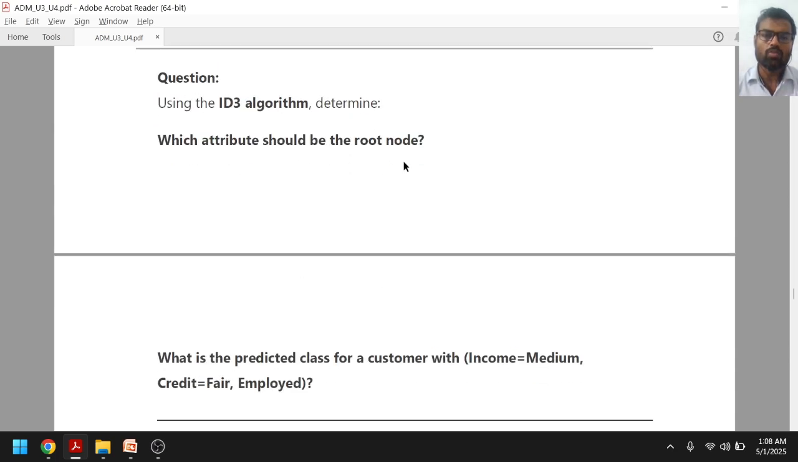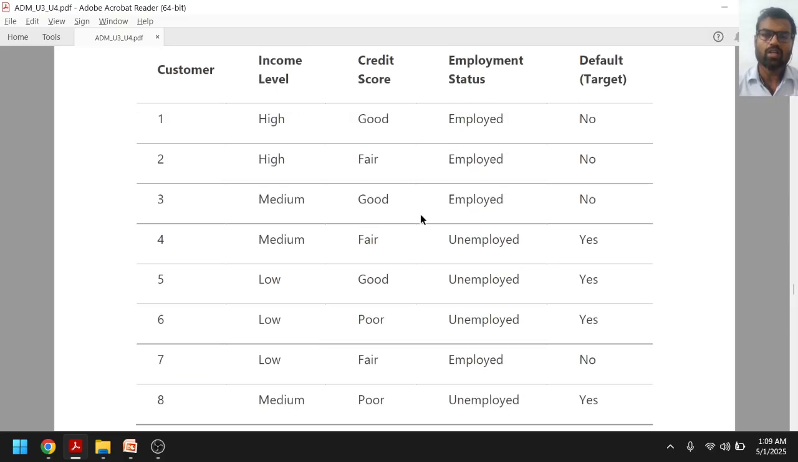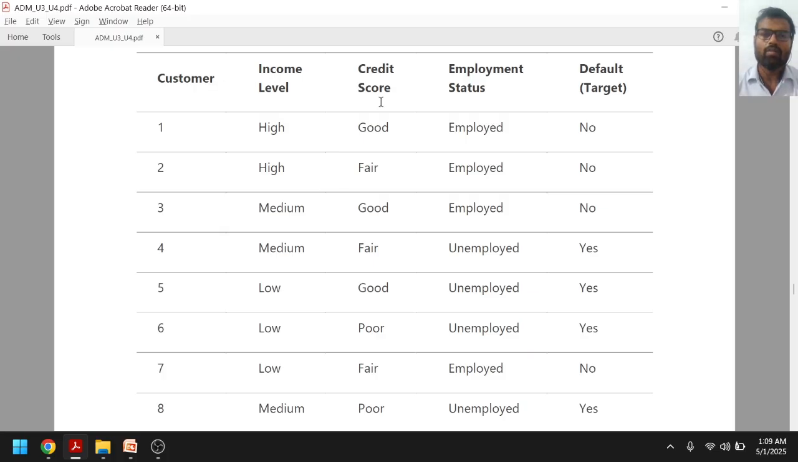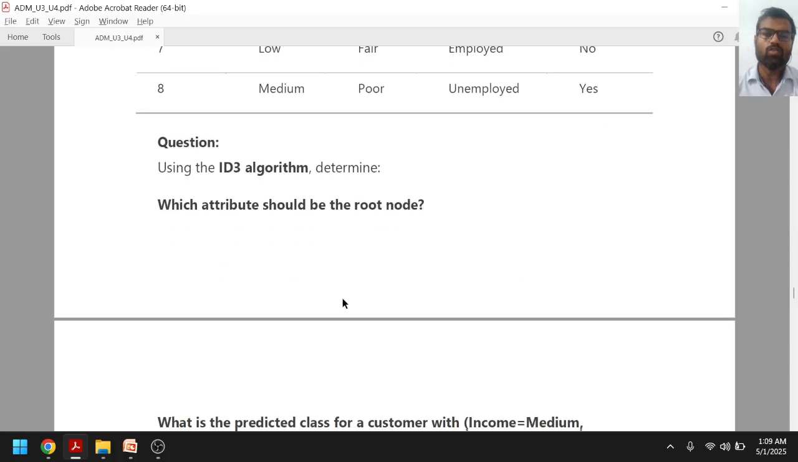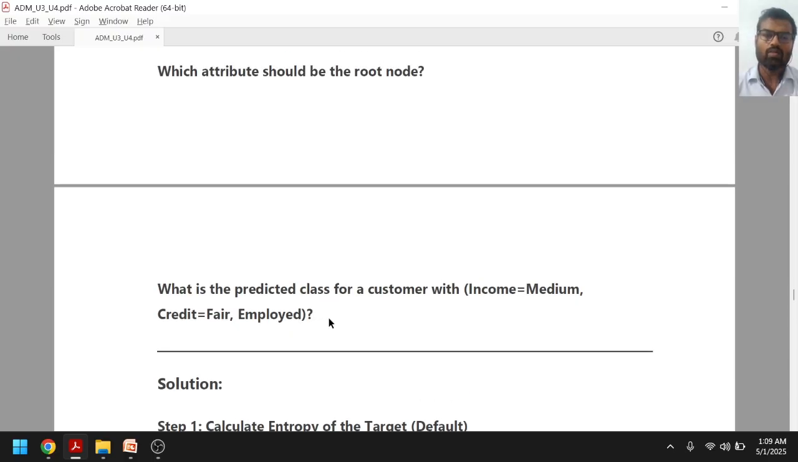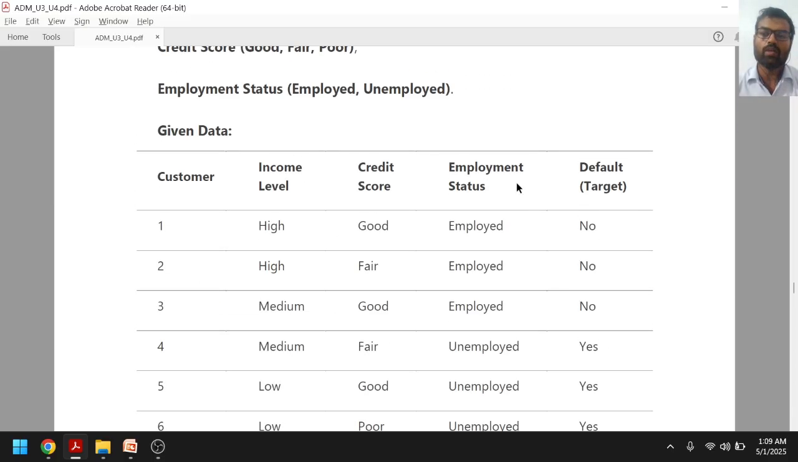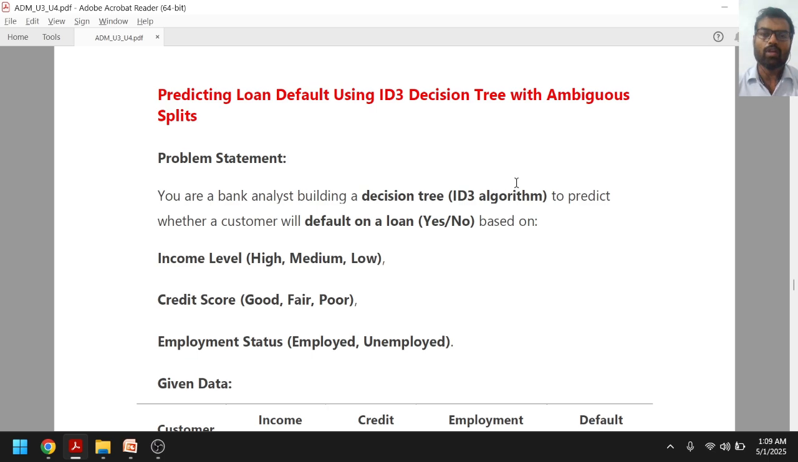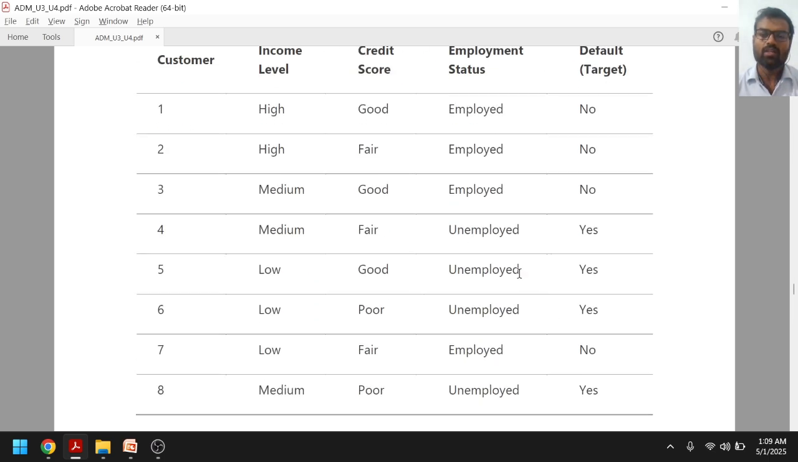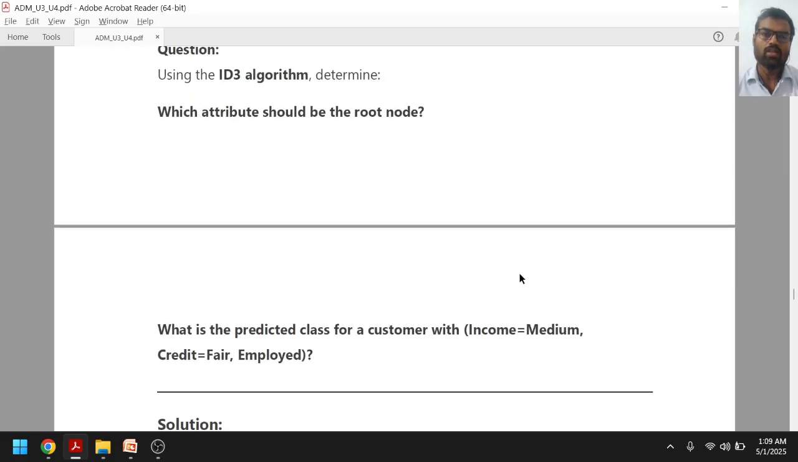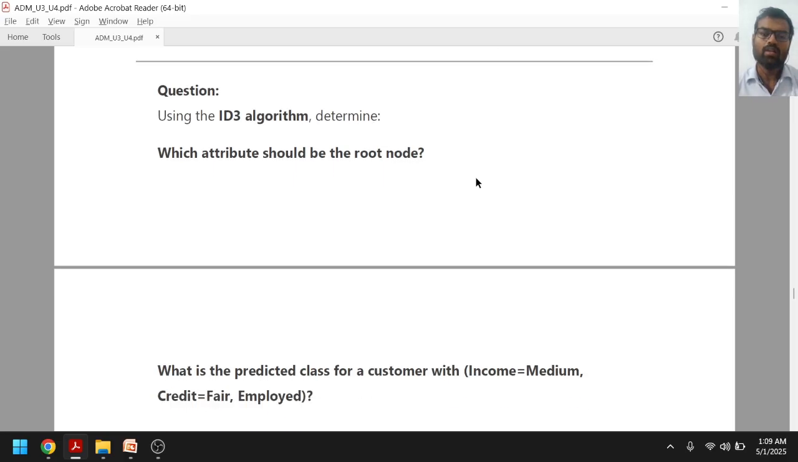Which should be the root node? A lot of features are there. Other than the target, we have income level, credit score, and employment status. Which is going to be the root node? It also asks: what is the predicted class for a customer with medium income, fair credit, who is employed? Is it going to be yes or no? We are totally looking at a loan default, meaning whether they are going to pay or not.